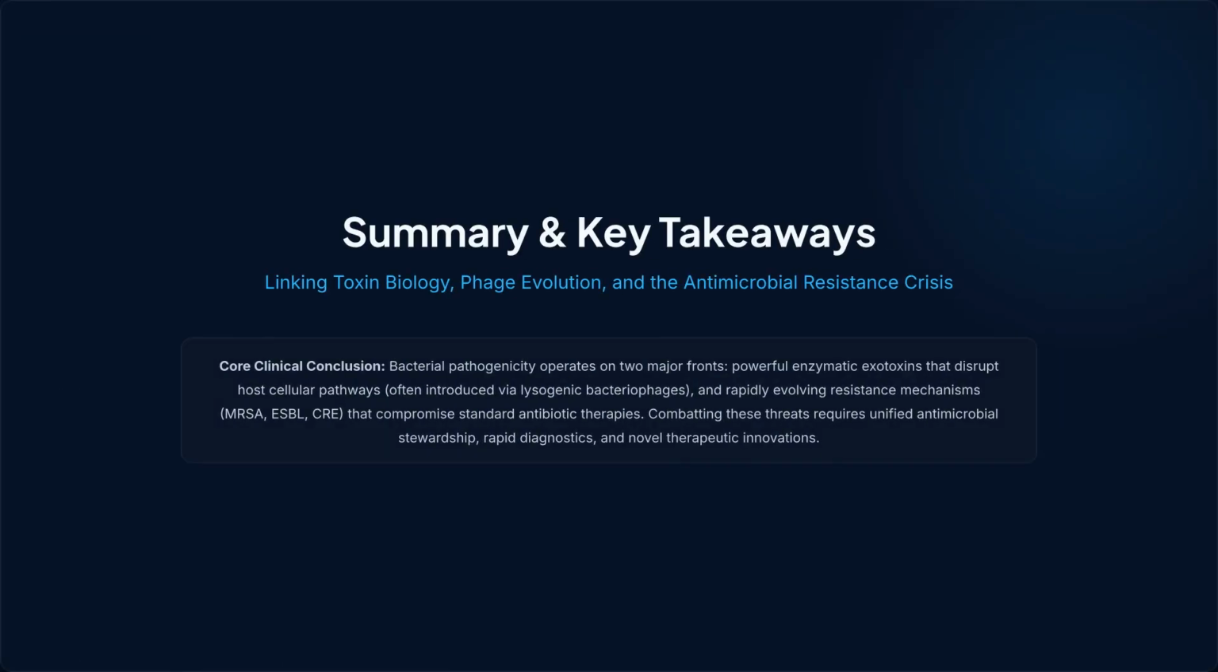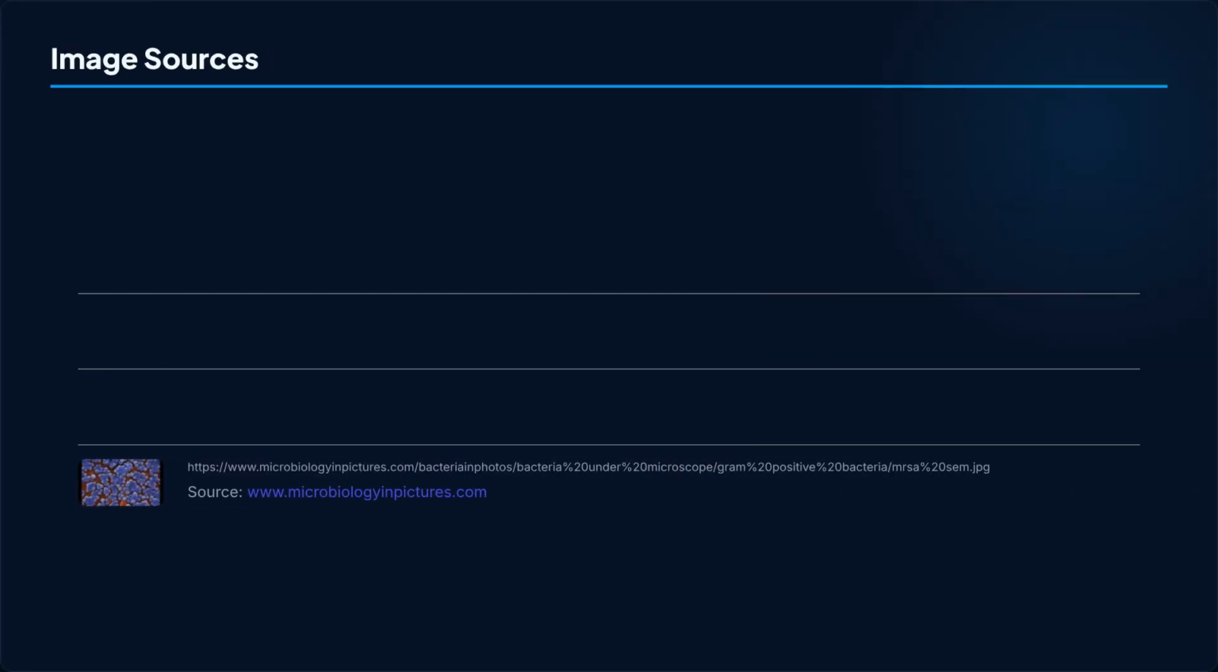In summary, bacterial pathogenicity is driven by powerful toxins and rapidly evolving resistance mechanisms. Addressing this dual crisis is a clinical priority that demands integrated efforts in surveillance, patient care, and the development of innovative therapeutic modalities. This concludes our video.